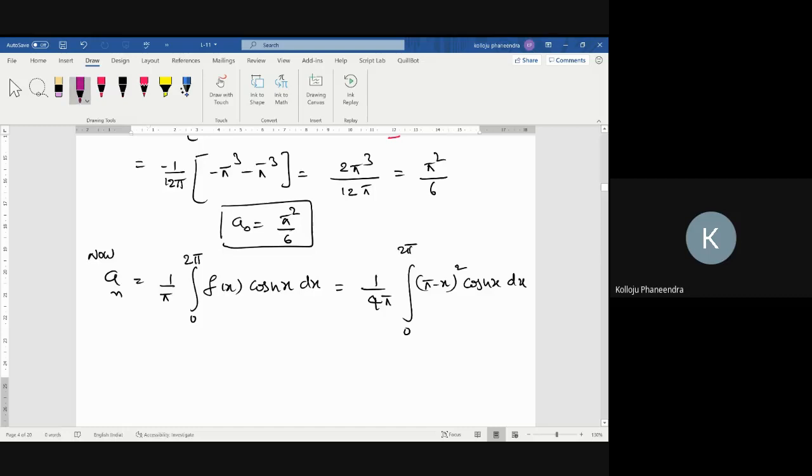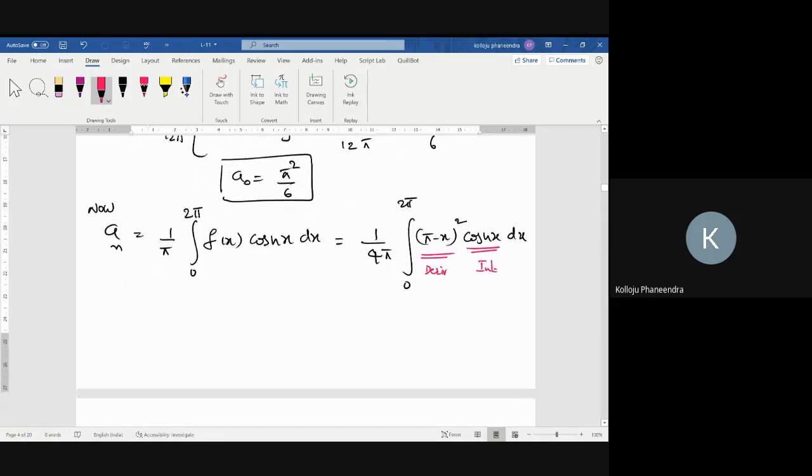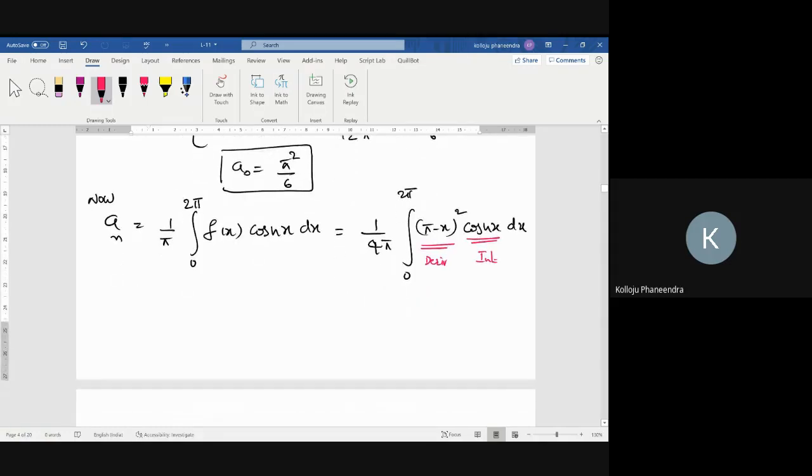What is that? This is the derivative part and this is the integrating part. Take the derivatives of the derivative part successively and the integration of the integrating part successively. When the derivative goes to 0, then stop. So let me apply that.